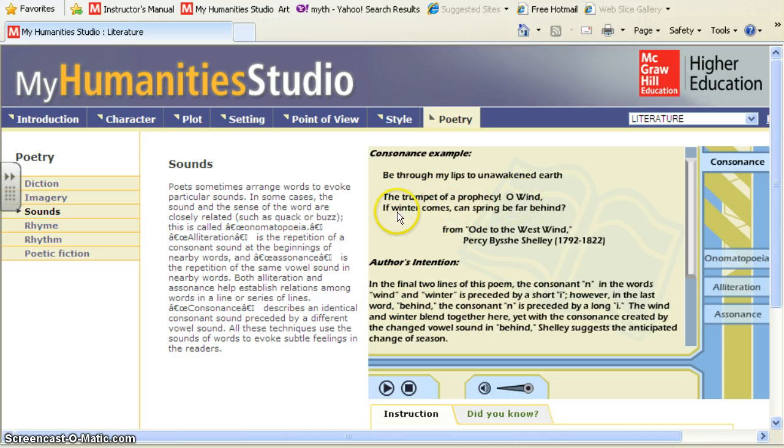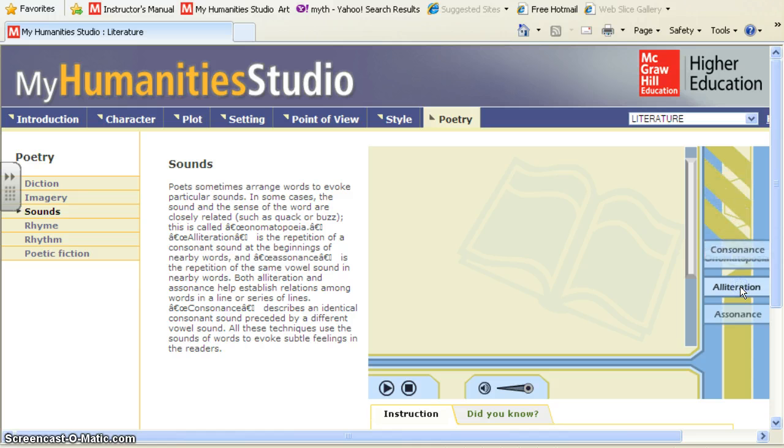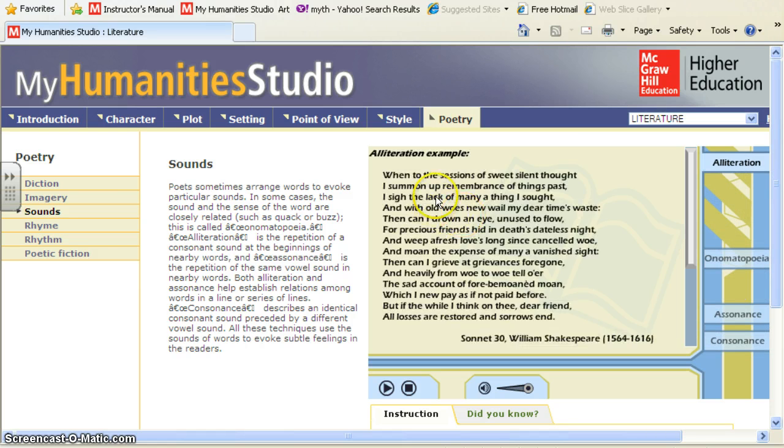A wind, if winter comes, then can spring be far behind? And you see that here, the N all the way through. Winter comes, can spring be far behind. So consonance is when the consonant is repeated inside the word. Alliteration is usually where we're really focusing on the beginning of the word. Session, sweet, silent, summon, sigh, sought, at the beginning of the word, and that's the difference there.